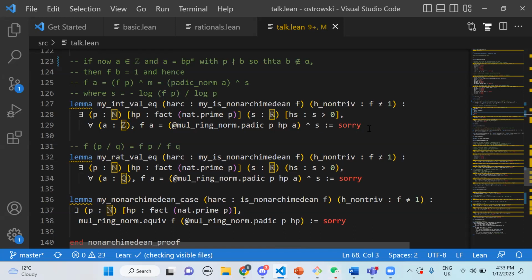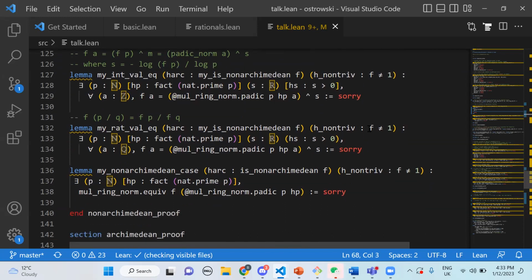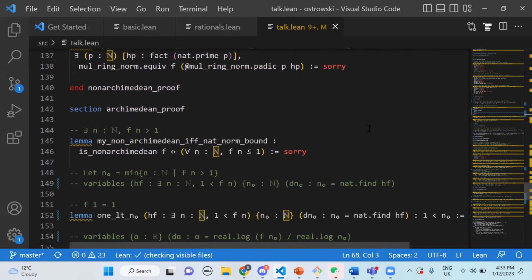So this lemma states that if f is non-Archimedean and f is non-trivial, then there exists a prime number p such that it is equivalent to the p-adic one. So this is basically everything about the non-Archimedean case. And the thing left is the Archimedean case.